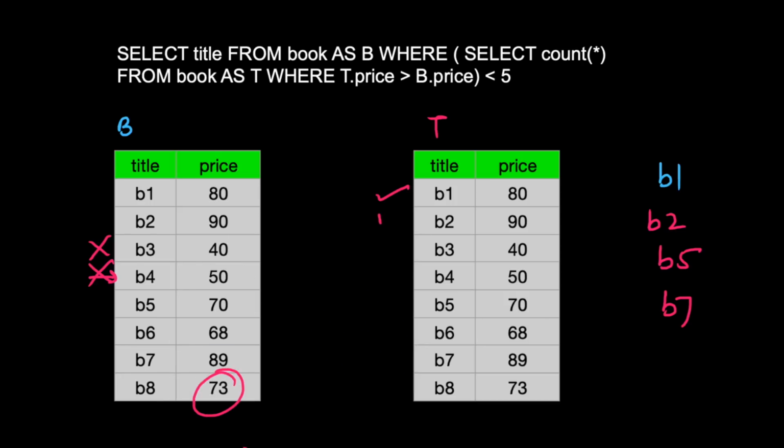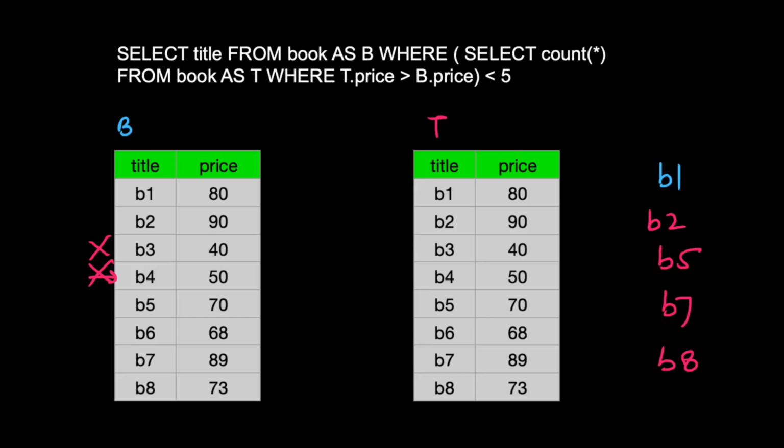80 greater? Yes. 90 greater? Yes. 40 greater? No. 50 greater? No. 70 greater? No. 68 no. 89 yes. 73 no. So what is the count? Count is 3. 3 is less than 5. Condition is true. That means B8 is in the result.